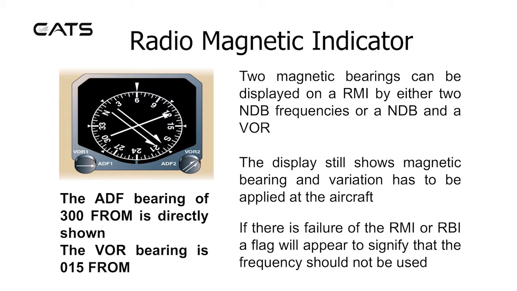If there is a failure of the RMI or RBI, a flag will appear to signify that the frequency should not be used. In this example, the ADF bearing of 300 from is directly shown at the end of the single line needle. The VOR bearing is 015 from at the end of the double line needle.